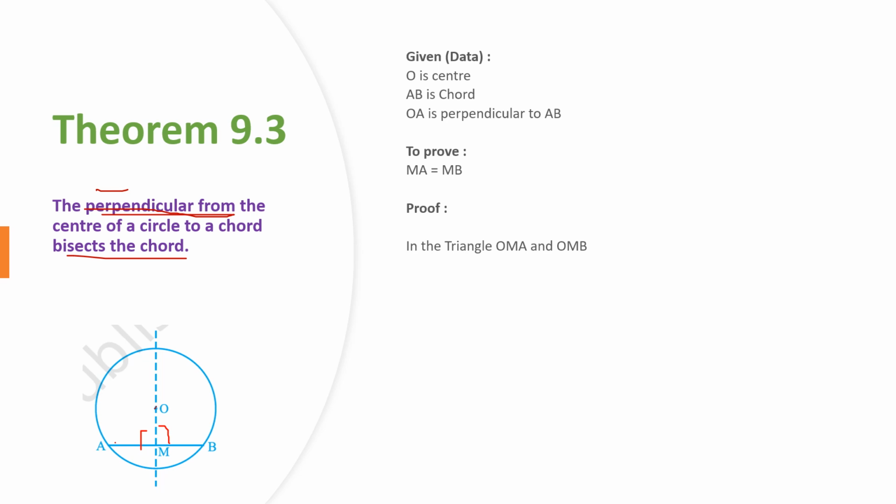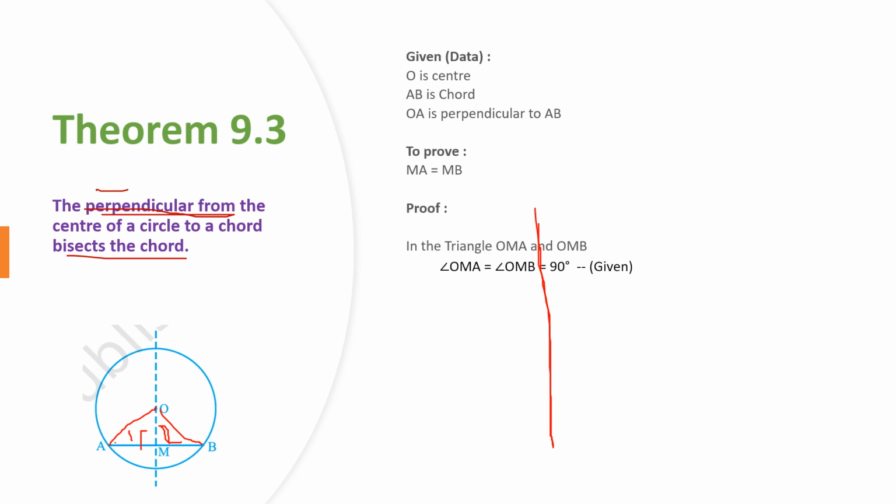Now join the two lines OA and OB. Now it becomes two triangles. OMB is one triangle, OMA is the other triangle. So let me call them the left triangle and the second triangle. Now I'm drawing a vertical line here. So OMA is the left triangle, OMB is the right triangle.